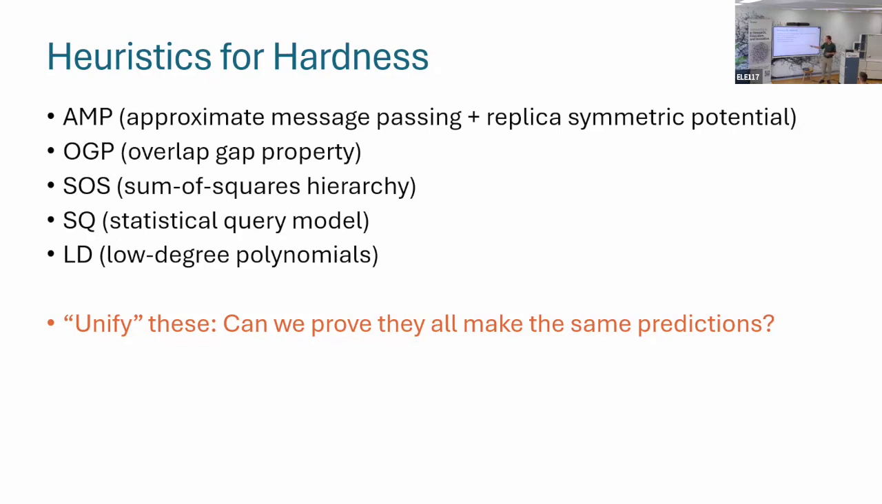I mean, it would be kind of nice if we could actually unify this theory, maybe prove that all of these things actually make the same prediction, so that when a new problem comes along, we only need to prove one type of hardness rather than writing 5 different papers. And so this goal will be the main focus of this talk.